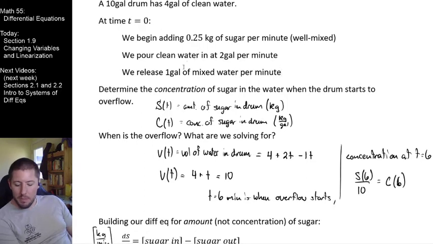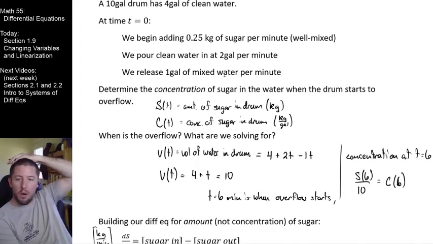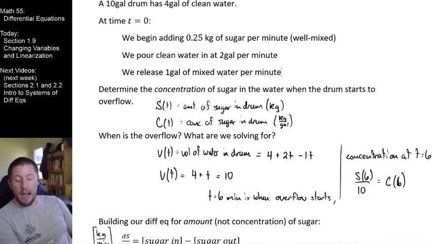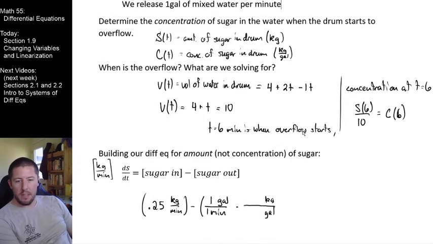Well, it seems to me like how many kilograms of sugar are in this tank right here? It should be the total amount of sugar in the tank divided by the total volume that's in the tank, right? So it seems to me like there are S kilograms of sugar in the tank.